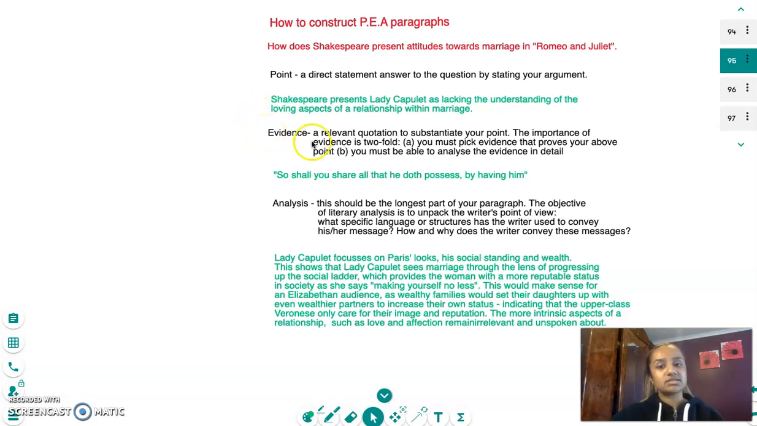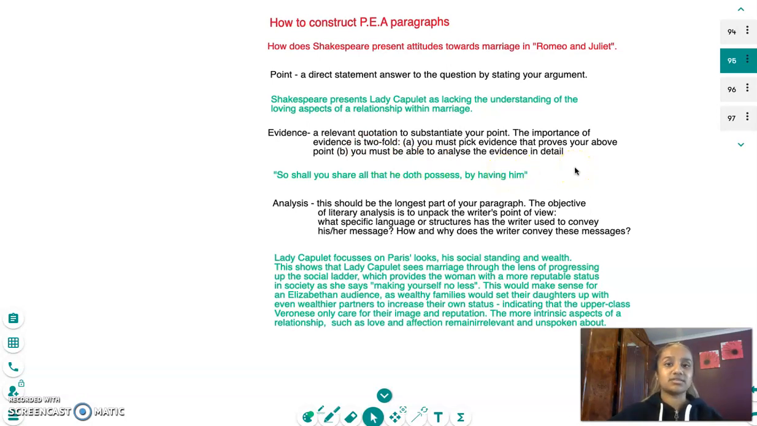The next part would be the evidence. The evidence is a relevant quotation to substantiate your point. The importance of the evidence is twofold. You must pick evidence that proves your above point, and you must be able to analyse the evidence in detail. Okay, so this is quite important. You need to make sure that the evidence that you choose is considered carefully, because it's not just there to prove your point, which is what most students think. You must also be able to analyse the evidence in detail.